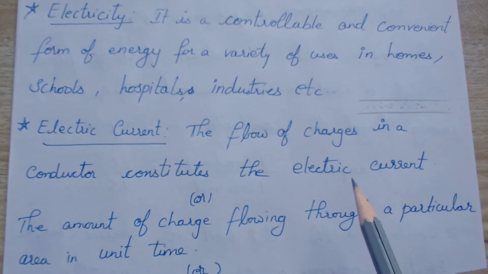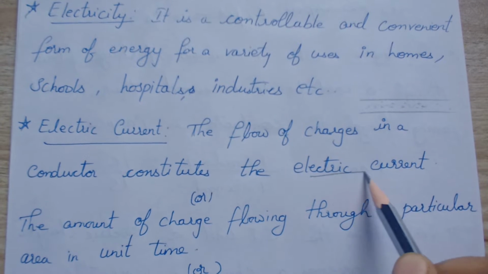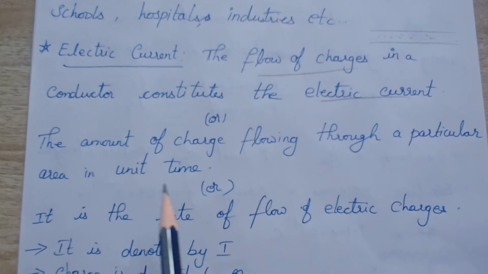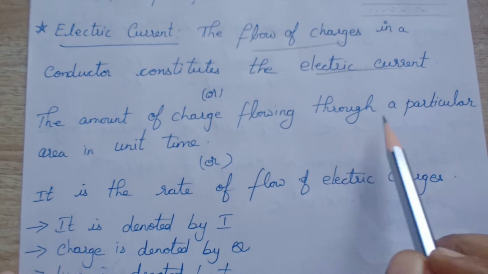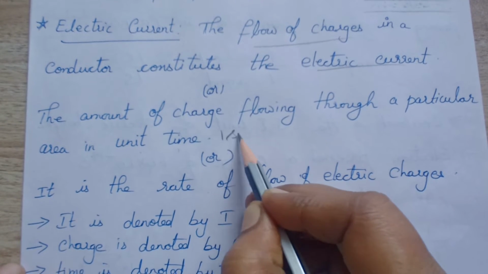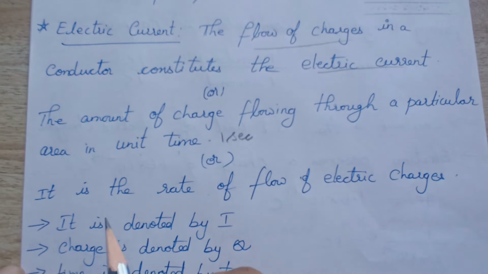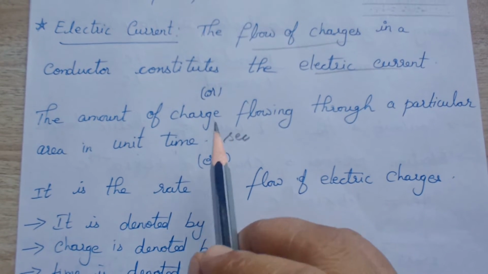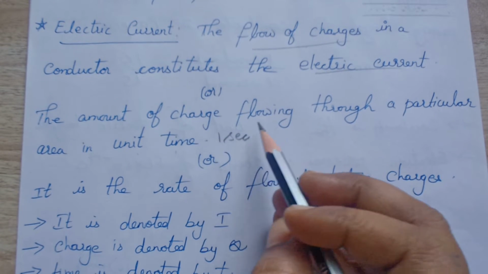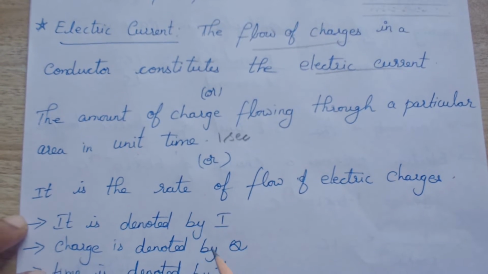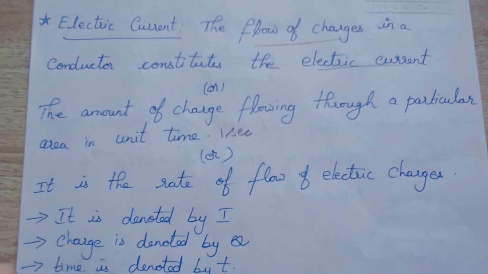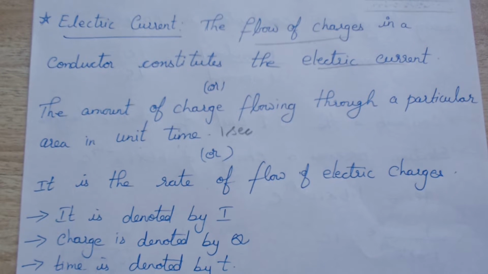Electric current is nothing but the flow of charges. We can say it in another way: the amount of charge flowing through a particular area in unit time. Unit time means per second. The amount of charge flowing through a particular area in unit time is called electric current. Or in another word, it is the rate of flow of electric charges.